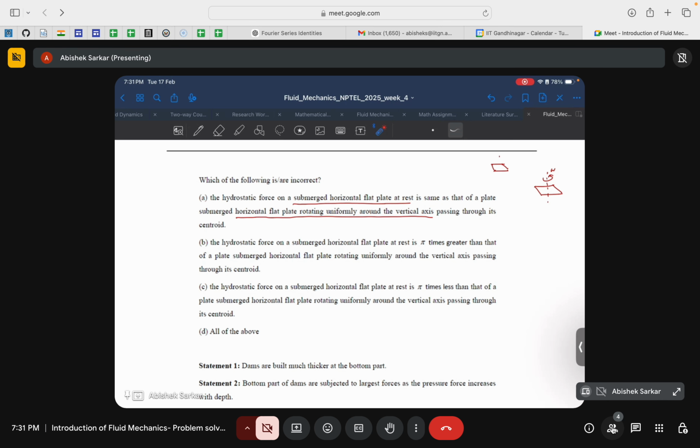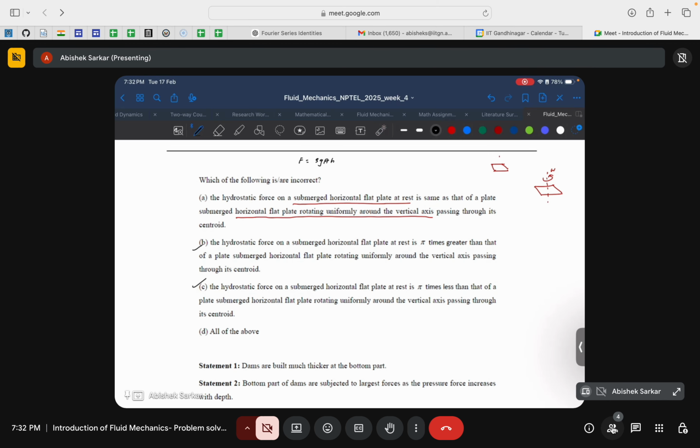So if you recall, if this is a horizontal flat plate, the net hydrostatic force would be given by F equals rho g A h. Since both of the plates are at the same depth, and the area on which the hydrostatic force acts remains the same, irrespective of it being stationary or rotating, that's why the net hydrostatic force remains the same.